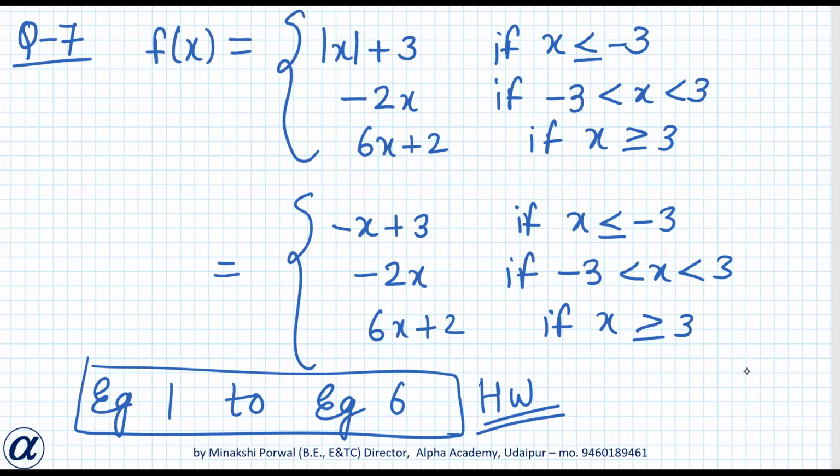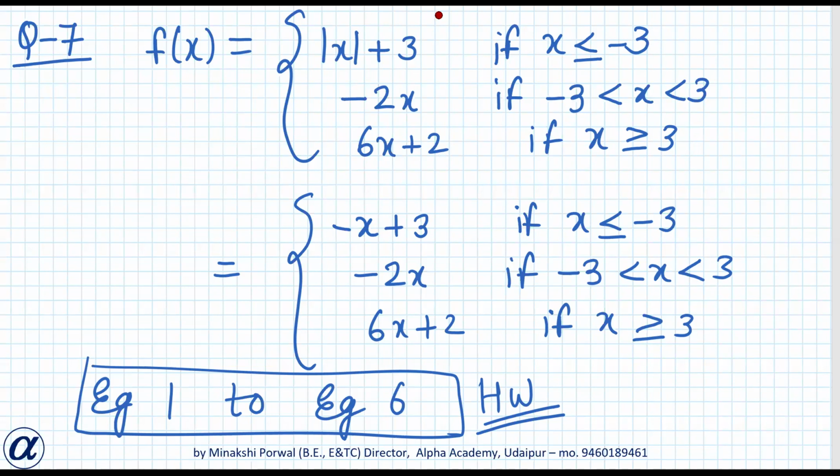We will find all the points of discontinuity of function f. So we have seen yesterday that this function f is defined this way: modulus x plus 3 if x is less than minus 3, minus 2x if it is between minus 3 and 3, and 6x plus 2 if it is greater than or equal to 3.